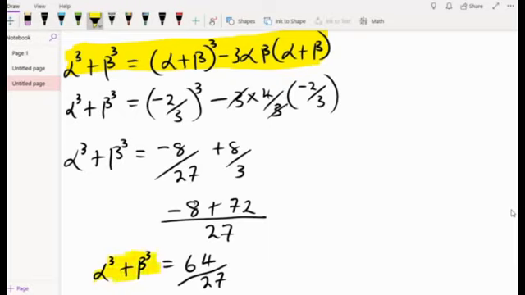So this can be used to solve any question you have been asked using alpha and beta.